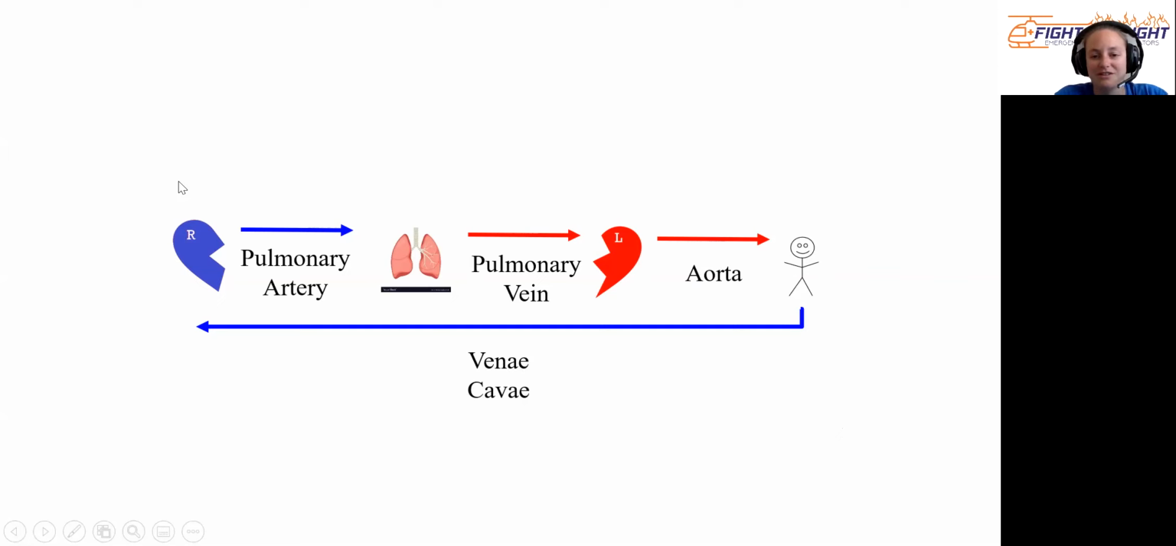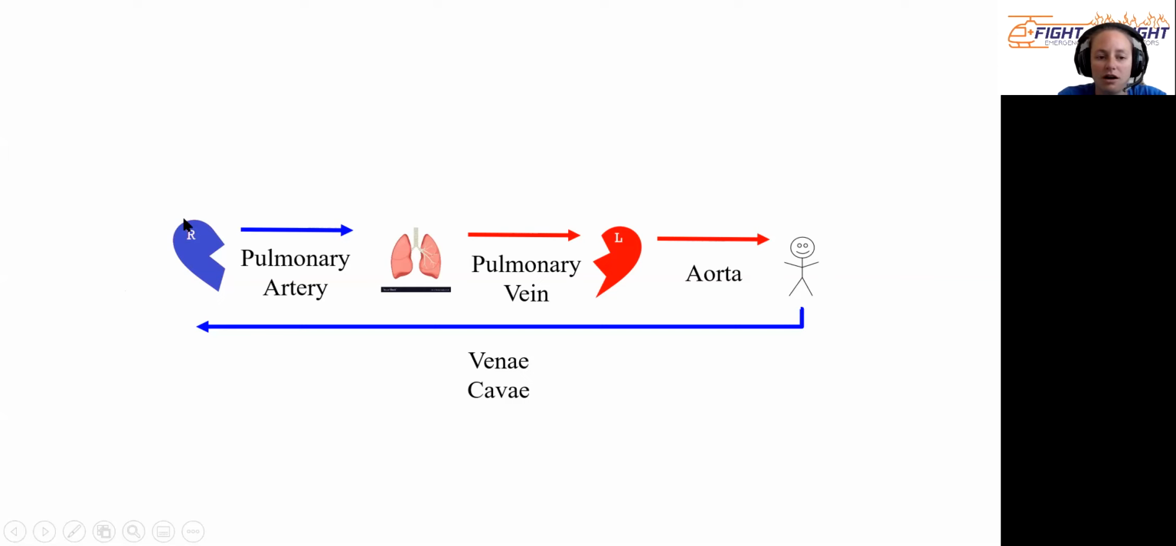So this is one layer deeper. We have the right side of the heart. We have the pulmonary artery to get over to the lungs. We have the pulmonary vein to get over to the left side of the heart. Then we travel through the aorta to get all over the body. And then we have the vena cava to get back up to the heart. But we're still not quite at enough detail. So we're going to add one more level of detail.